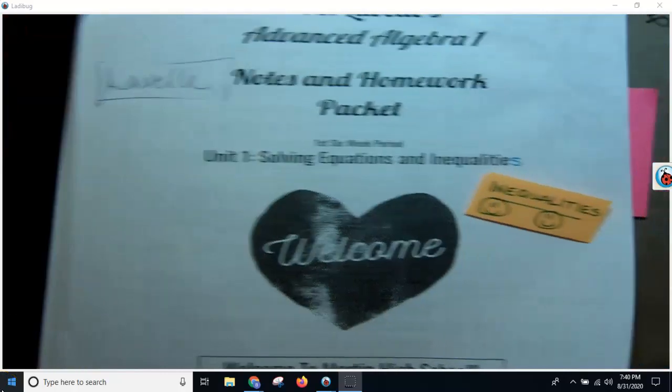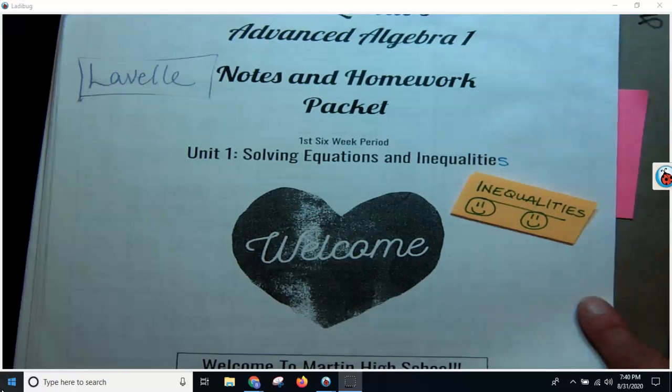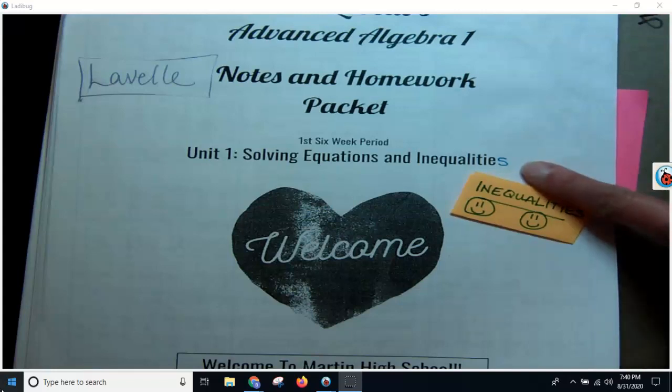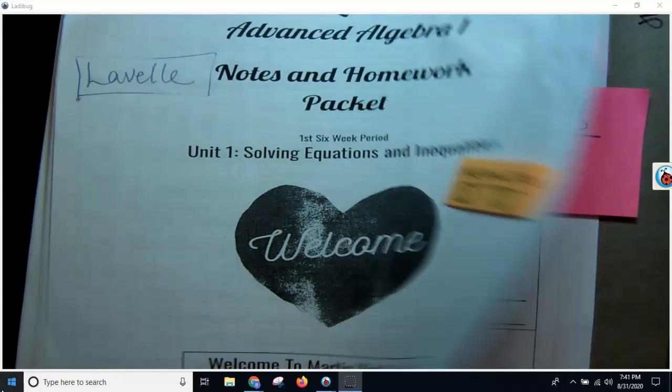Okay, guys, we're going to start working on inequalities. This is going to be the end of the packet. Not sure if y'all ever noticed, but there's actually an S missing there. So, we're going to open up our packet to this page right here.